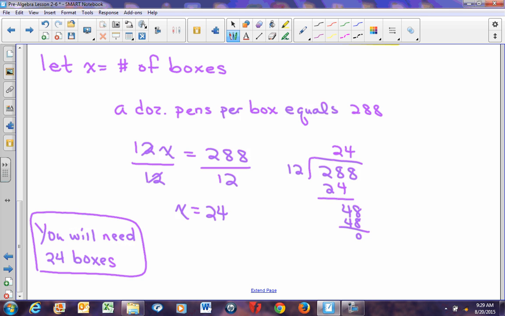Being able to solve equations with multiplication and division, and be able to write and solve an equation. They're not complicated. It's important that you show all your steps, and you probably should check them as often as possible.